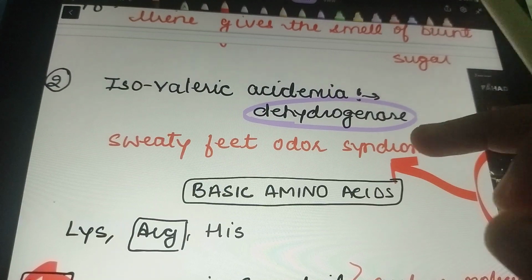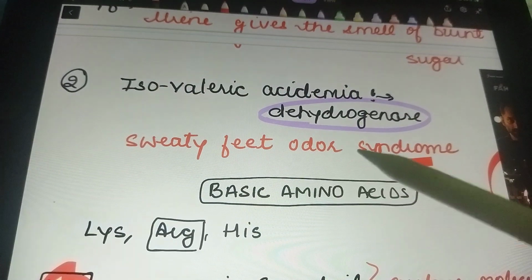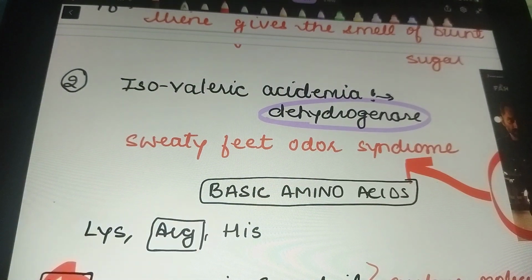Second is isovaleric acidemia. Here it is just dehydrogenase, not both. Dehydrogenase deficiency leads to isovaleric acidemia. How can we find this? The odor: sweaty feet odor syndrome. The person will have a sweaty feet odor.